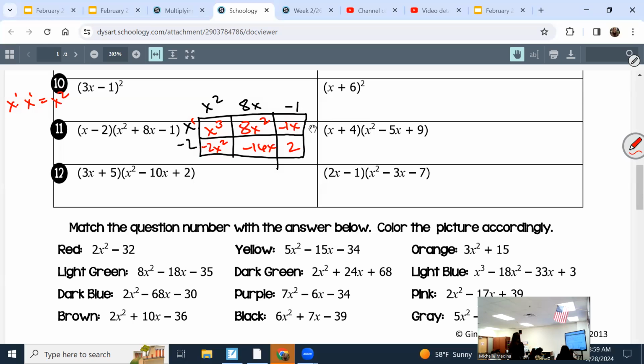The diagram helps me organize it. When I write my final answer, I'm gonna combine like terms kind of as I go. So does this x cubed have a like term? Is there any other x cubed in here? So then it doesn't, it's just gonna be x cubed in my answer. I'm gonna kind of cross out as I go too.